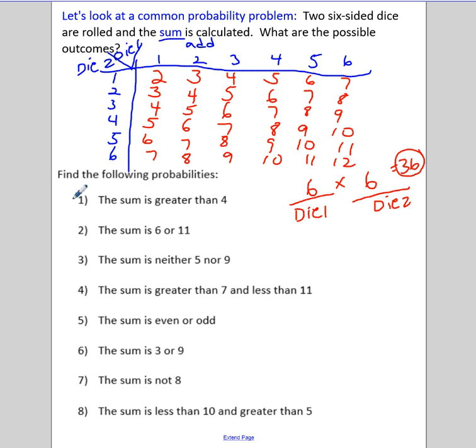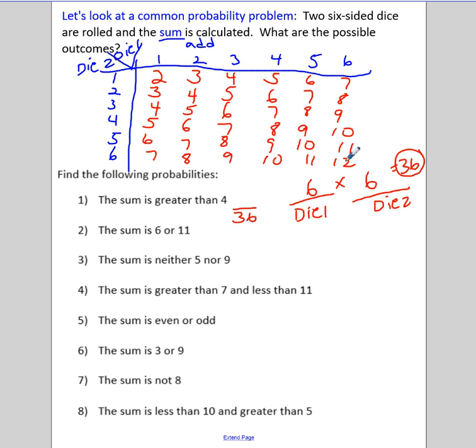So now, based upon this, let's find some of the probabilities. What's the probability that the sum is greater than 4? So remember, the probability that the sum is greater than 4 is the number of favorable outcomes over the number of total possible outcomes. So I know this is going to be over 36, right? Greater than 4 would be 5, 6, 7, 8, 9, 10, 11, and 12. So count these all up. 1, 2, 3, 4, 5, 6, 7, 8, 9, 10, 11, 12, 13, 14, 15, 16, 17, 18, 19, 20, 21, 22, 23, 24, 25, 26, 27, 28, 29, 30.